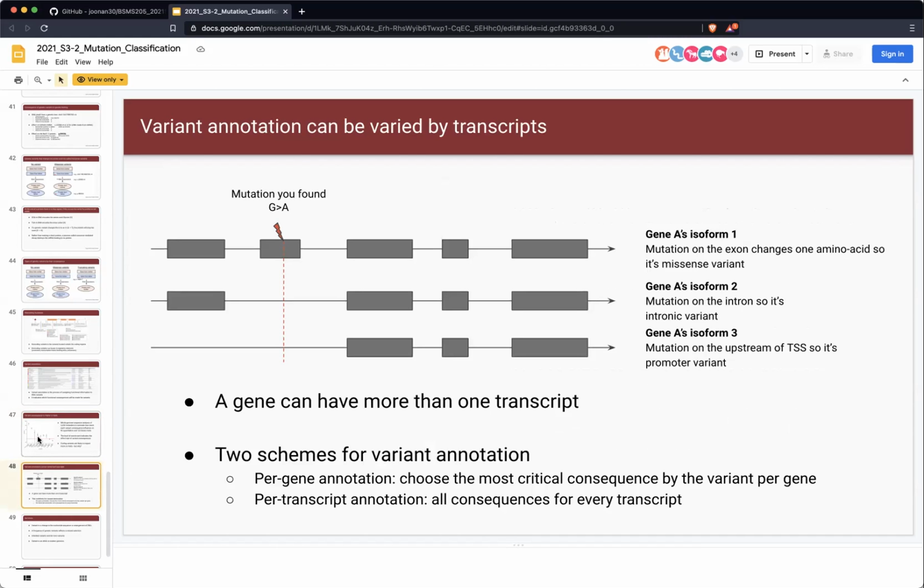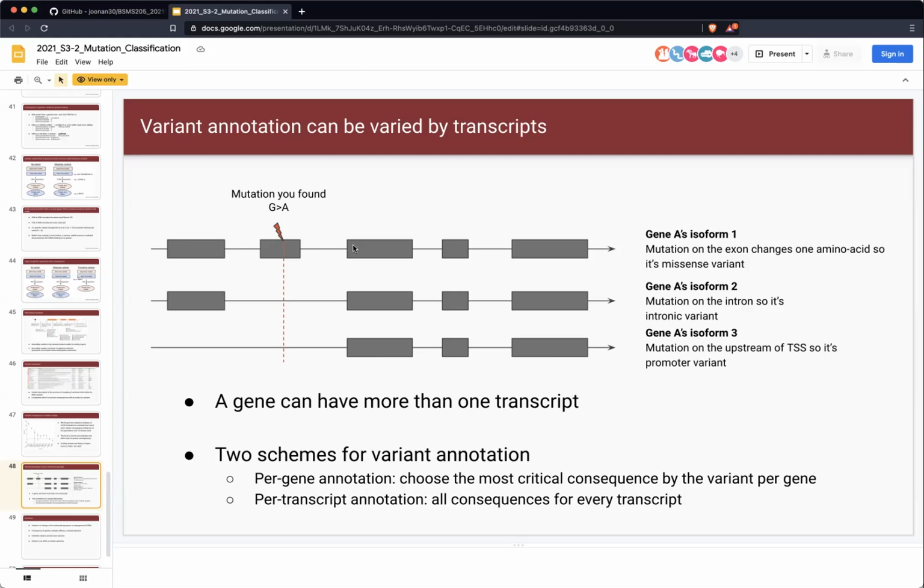Okay, and another important thing you have to keep in mind is that the variant consequence can differ by transcript, right? Because if you look at the same gene, so this is gene A, the same gene can have multiple different isoforms, isoform 1, 2, and 3, because of the alternative splicing process, right?